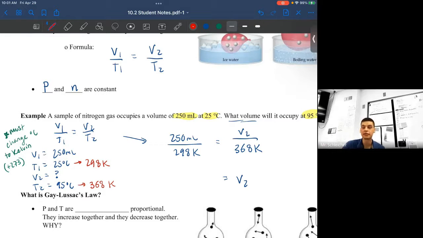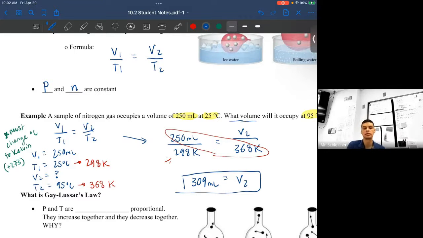If you ever see a setup like this with fractions, y'all probably know you can just cross multiply and divide by the thing across from it. So you can multiply 250 by 368 and then divide by 298, and then you'll get your answer right away. So let's go ahead and do that. But if you prefer to do your math a different way, you'll probably get the right answer still, because everyone has their own interpretation of math. As long as it's correct, it's fine. And then we get something like 309 milliliters as our unit of volume here. Questions so far? All right.